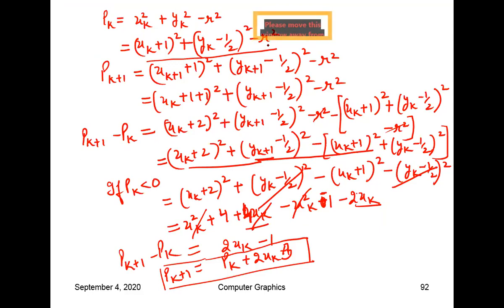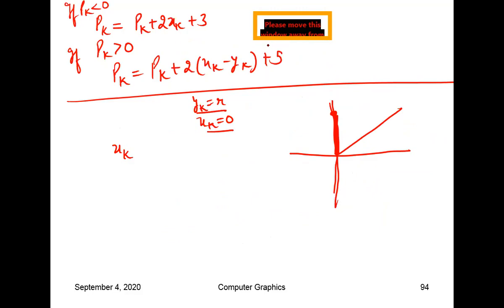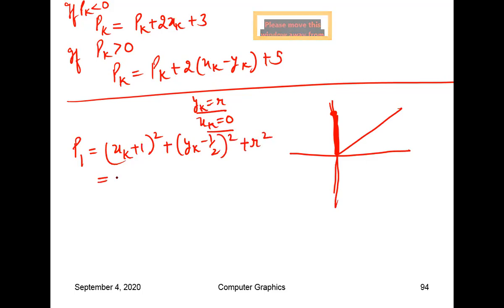So (xk plus 1) whole square plus (yk minus 1 by 2) whole square minus r square. So what will be the starting decision parameter? That is equal to (xk plus 1) whole square plus (yk minus 1 by 2) whole square minus r square. Here xk is 0 because we are starting from this. So (0 plus 1) whole square, yk is equal to radius, so (r minus 1 by 2) whole square, and this is minus r square.